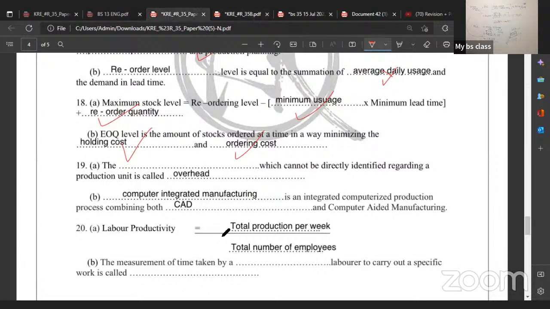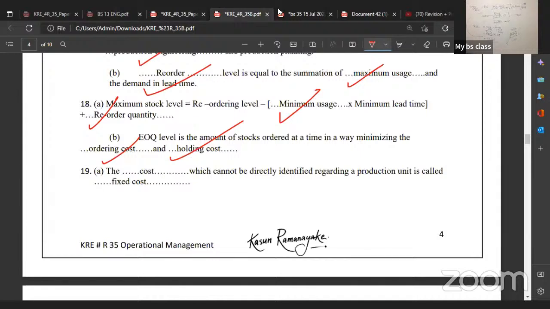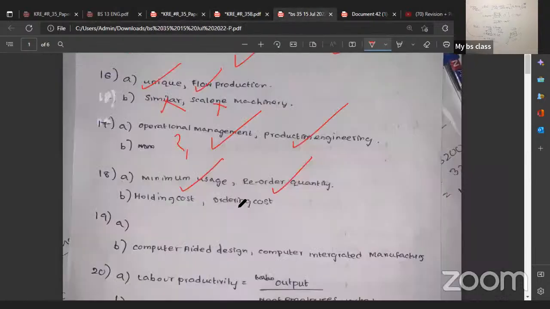There is a blank which cannot be directly identified regarding production. The cost, right? The cost or the expense. So you have written the answer over here. So why can you not find the answer with blank number 1? So how can you come up with the answer with blank number 2? Right, cost cannot be done. But guys, better to go with overhead.